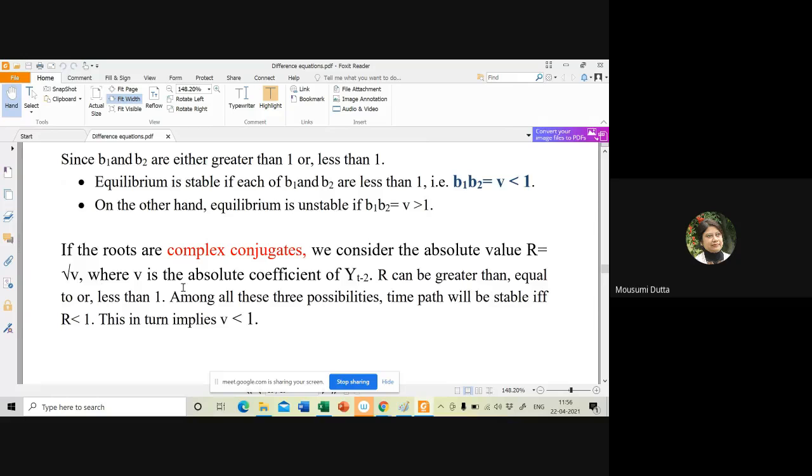R can be greater than, equal to, or less than 1. Theoretically, R can be greater than, equal to, or less than 1. Among these possibilities, the time path will be stable if and only if R is less than 1. If the roots are complex conjugates, then too the stationarity or stability requirement is V is less than 1. So roots may be real, roots may be complex. However, the stationarity or the stability or the convergence requirement is V is less than 1.